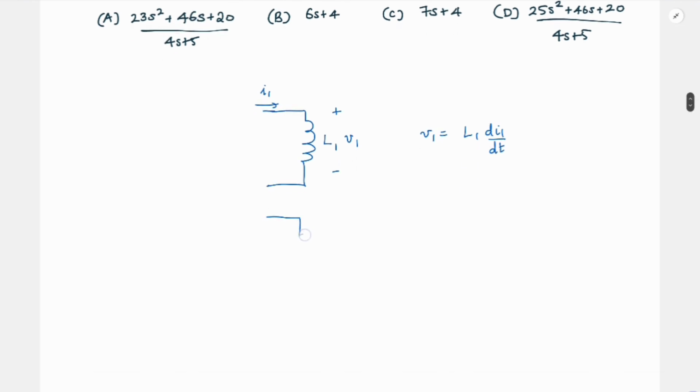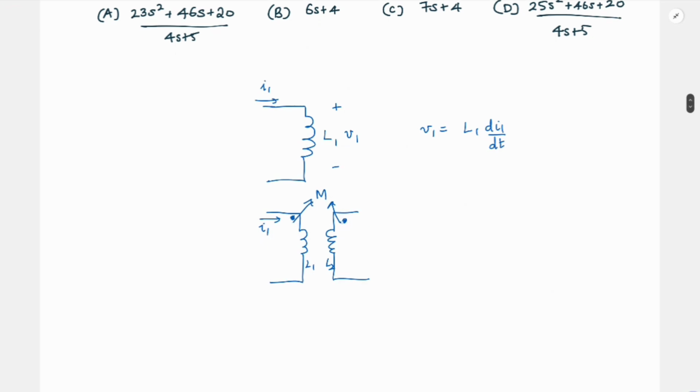Now if I have another inductor L2 close by, the magnetic flux produced by L1 is also going to affect L2, right? That amount of flux affecting L2 is given by my mutual inductance M. If the dots are on the same side, it means they are positively coupled. If I1 is flowing into this dot, there will be a positive voltage generated at this dot. So my V2 will be L2 dI2 by dt plus M into dI1 by dt.